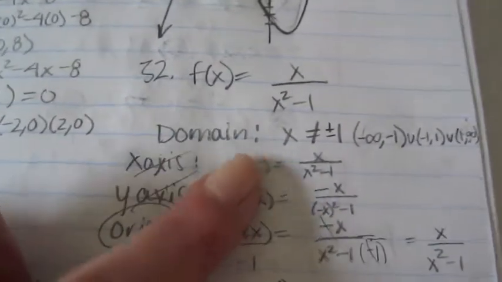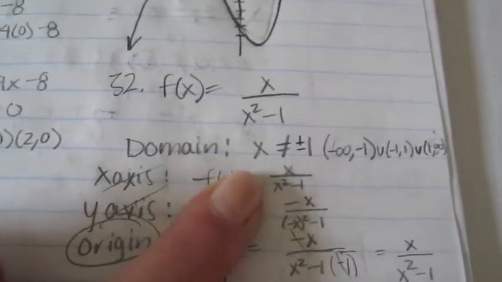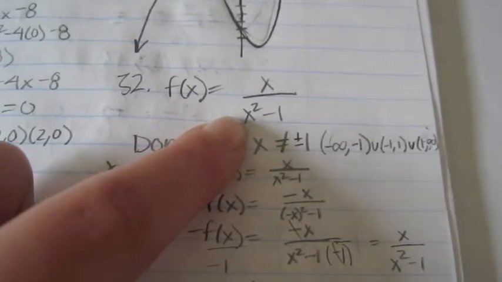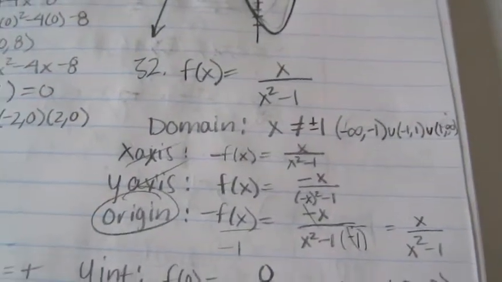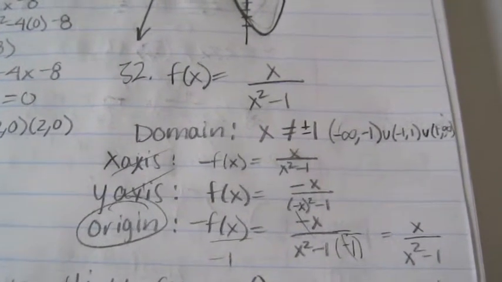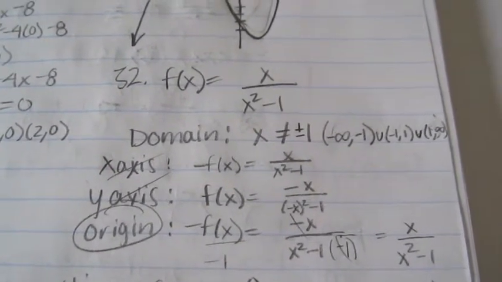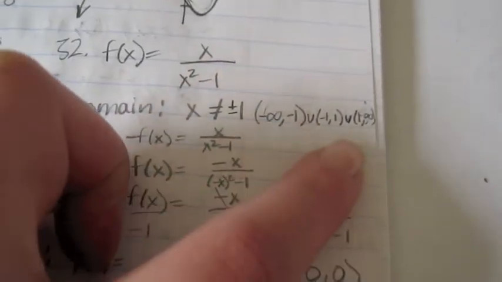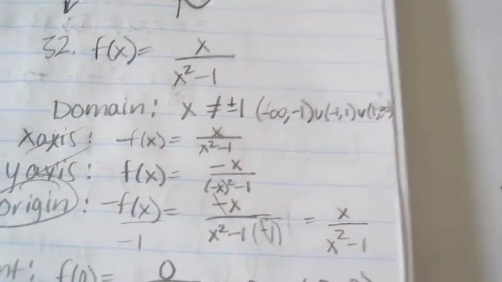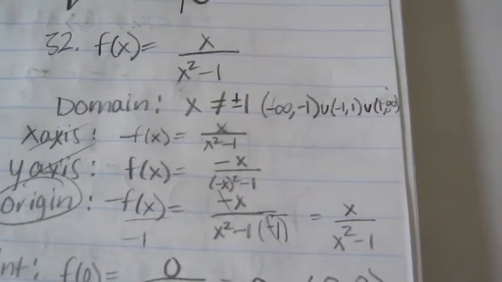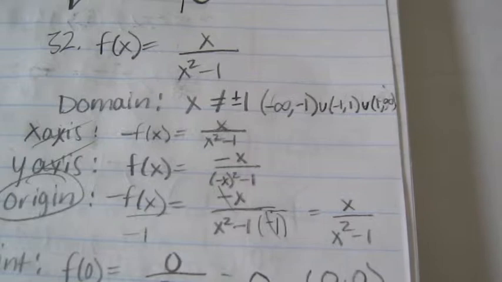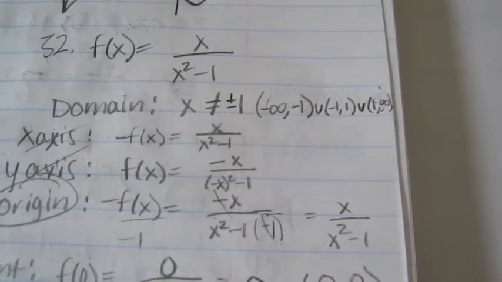So I found out that the domain, which you would take from the bottom, is x not equal to positive or negative 1. So this is with the union symbols: negative infinity to negative 1, union negative 1 to positive 1, union 1 to infinity.